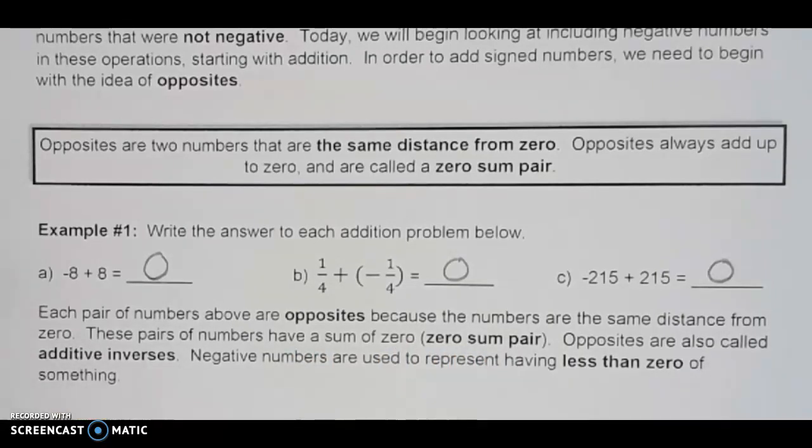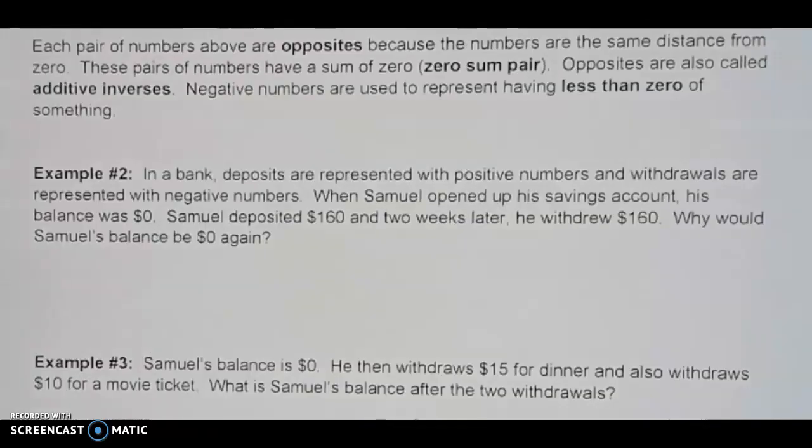Opposites are also called additive inverses. So these numbers have three different names. They're opposites, they're additive inverses, and they're a zero-sum pair because when I add them together, I get an answer of 0. Negative numbers are used to represent having less than 0 of something, and that's going to help us with our next example.